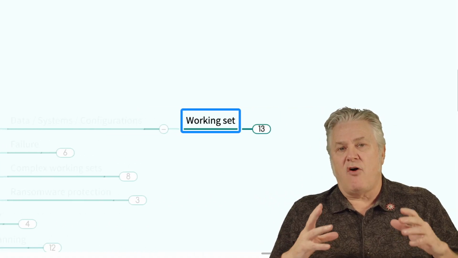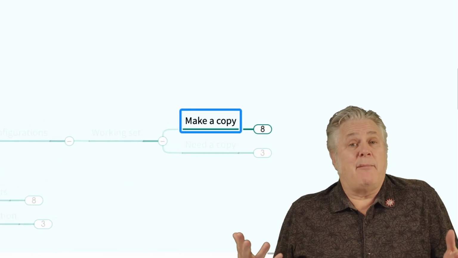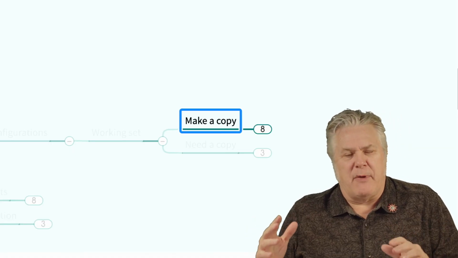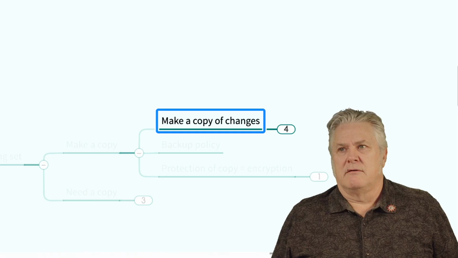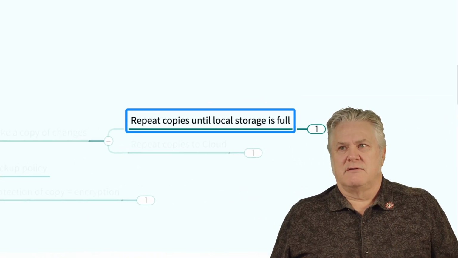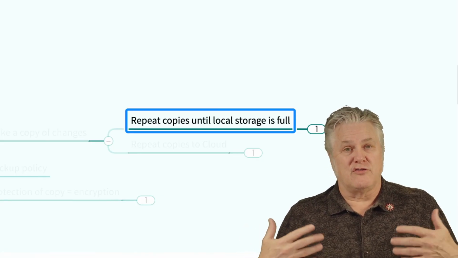Now you're going to have a working set that you're working on right now, and you're going to make a copy of it. Now, is it a full copy? Is it a differential? Is it an incremental? It doesn't matter. You're going to make a copy, okay? You're going to make a copy of the changes. And you're going to repeat this copy process until your local storage is full.